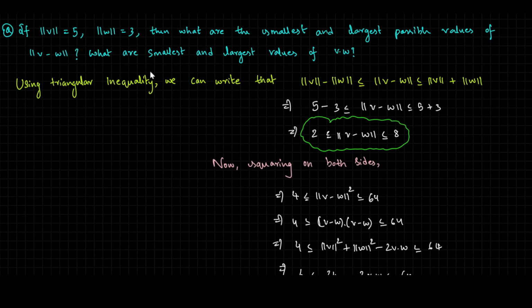The very first way to tackle this problem is using the triangular inequality, because we are asked to find the smallest and largest values of the magnitude of v vector minus w vector. This is the triangular inequality: magnitude of v vector minus magnitude of w vector is less than or equal to magnitude of v vector minus w vector, which is less than or equal to magnitude of v vector plus magnitude of w vector. So 5 minus 3 is less than or equal to the required part, which is less than or equal to 5 plus 3. So we get 2 is less than or equal to magnitude of v vector minus w vector is less than or equal to 8.